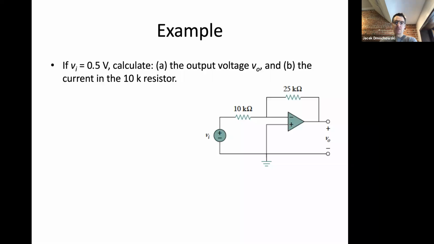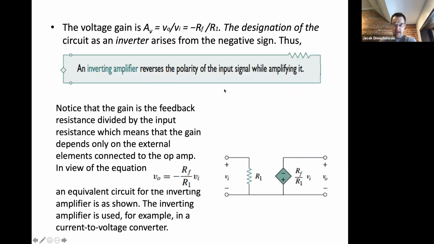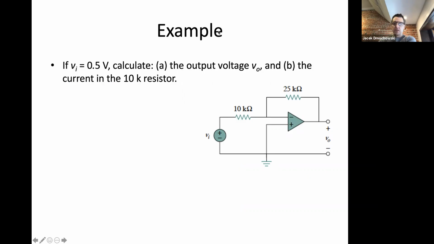Any wild guesses? So what's the gain of this op amp going to be, given what we saw here? The gain is equal to negative RF over R1. So what is the value of the gain in this op amp circuit?